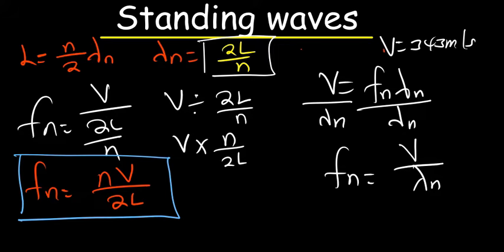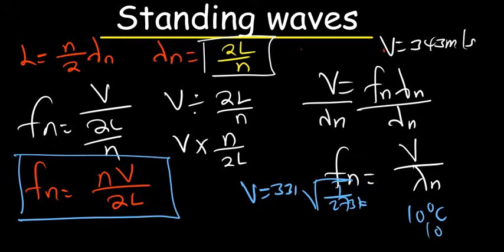If they give you the temperature, you need to find the velocity using this formula: 331 times the square root of the temperature divided by 273 Kelvin. Now the temperature, if you have been given it in degrees, you have to convert it to Kelvin. How do you convert from degrees to Kelvin? Add 273. If you have maybe 10 degrees Celsius, add this 10 to 273, meaning that is now your temperature in Kelvin. Then find the velocity.